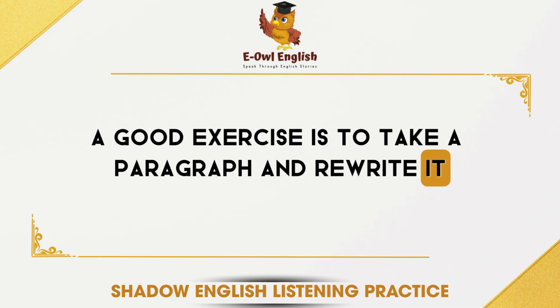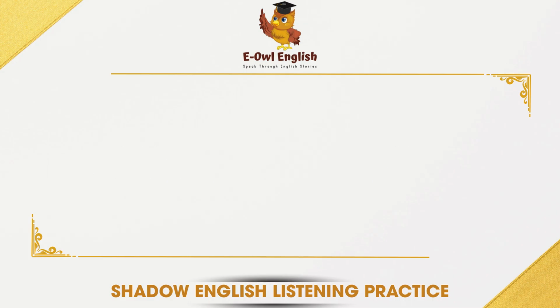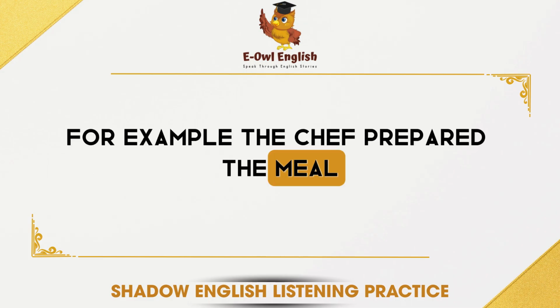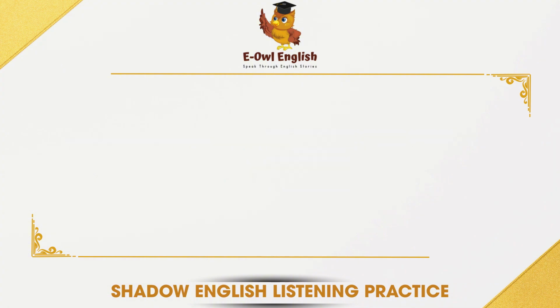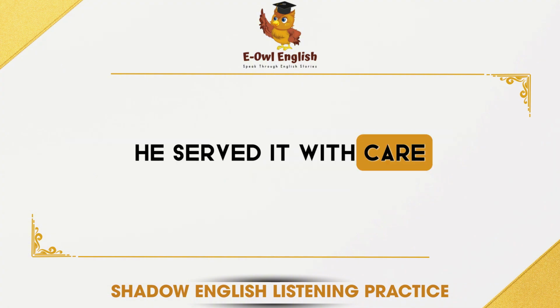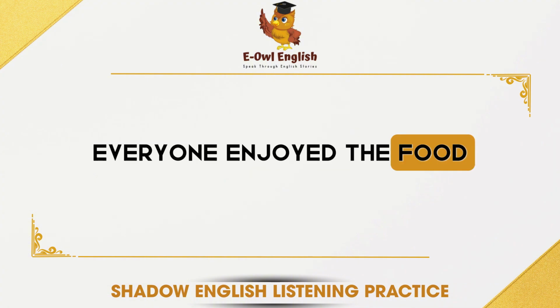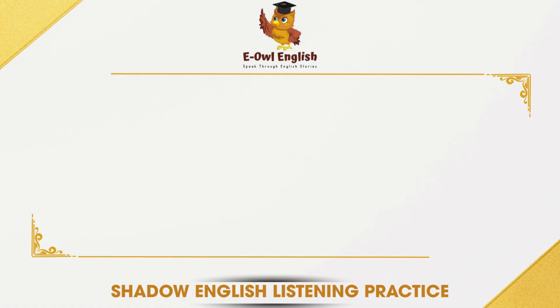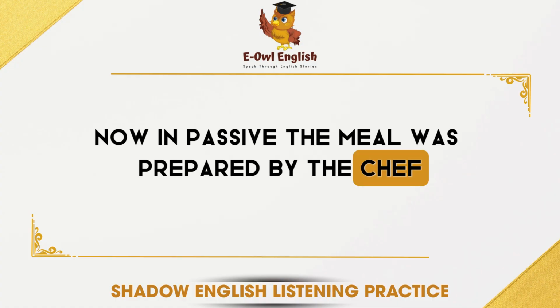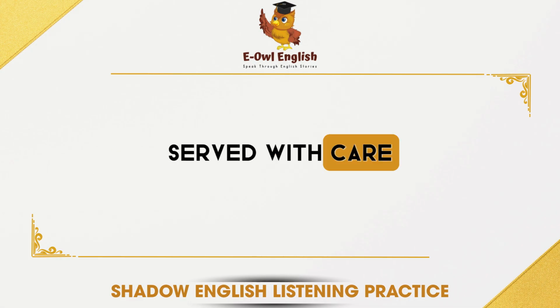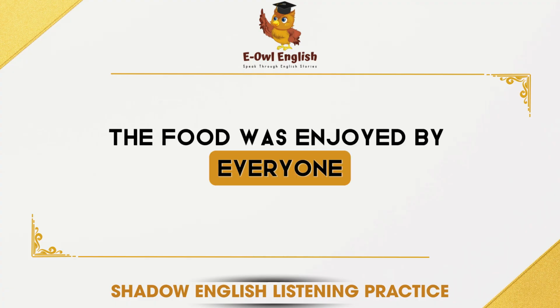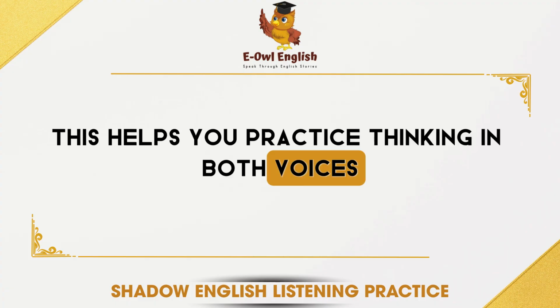A good exercise is to take a paragraph and rewrite it in passive voice. For example, the chef prepared the meal. He served it with care. Everyone enjoyed the food. Now in passive: the meal was prepared by the chef. It was served with care. The food was enjoyed by everyone. This helps you practice thinking in both voices.